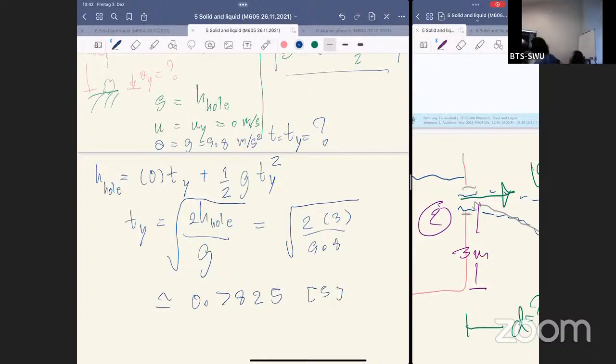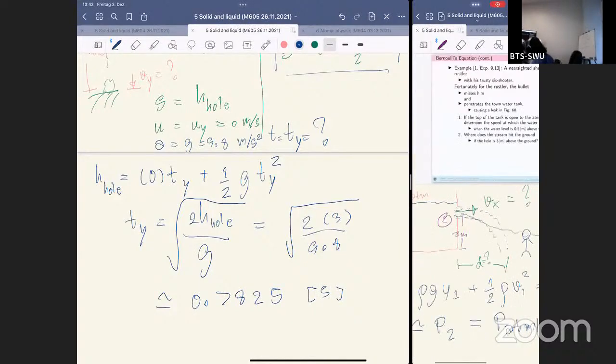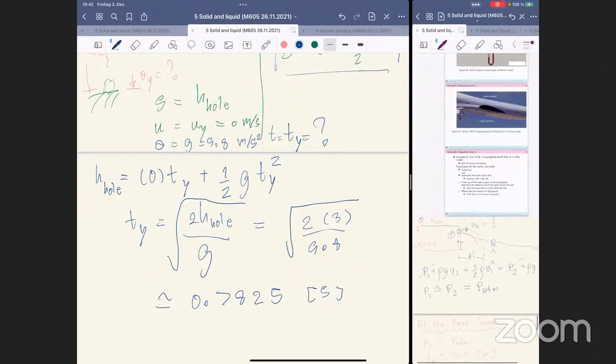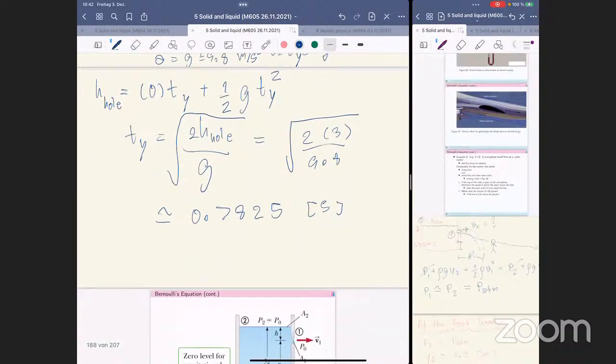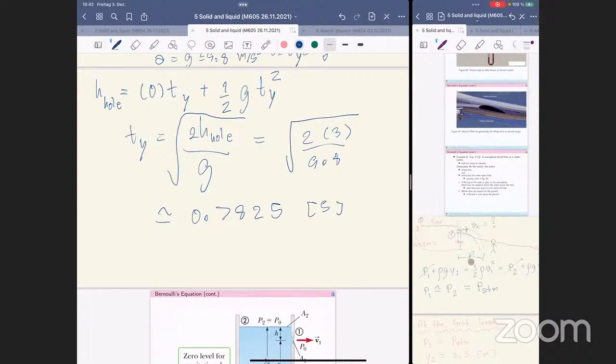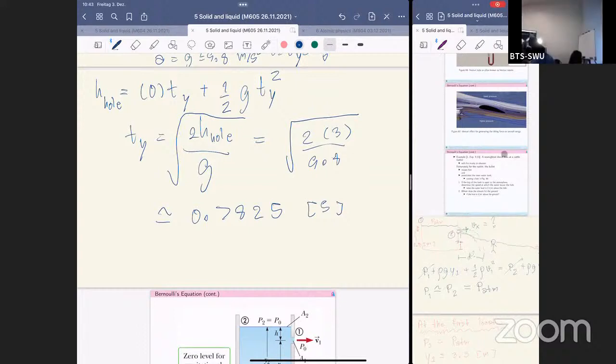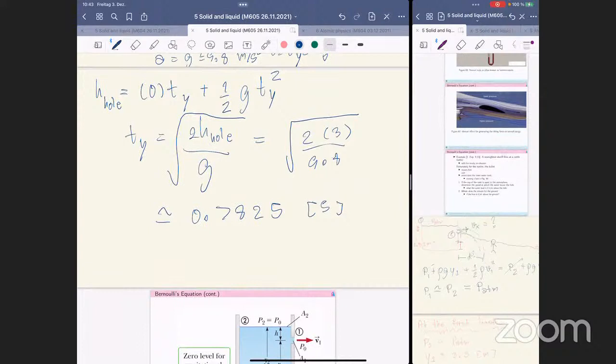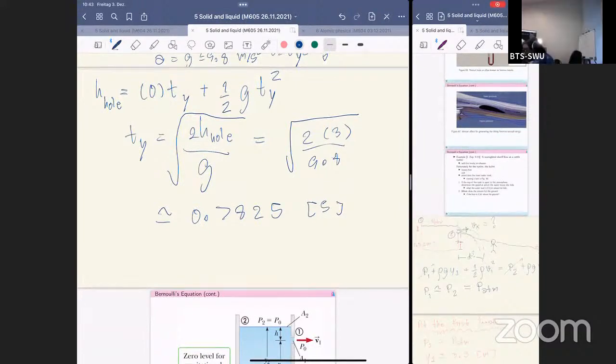All right. Let me check whether it's correct or not. Yes, it's already there. That's the result after we consider the vertical motion. That's not our target yet. We want to know the distance along the x-axis, how far the water projectile motion is going to reach the ground. So we want to find dx from the horizontal motion.